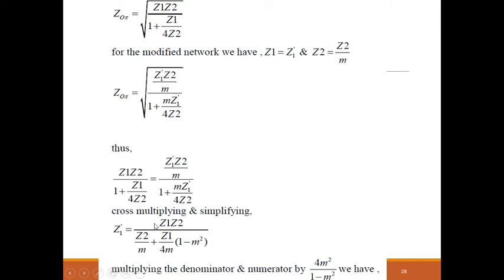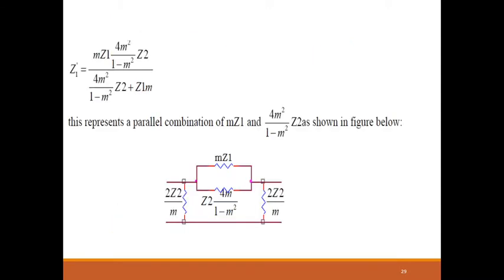While you are making the cross multiplication and simplification, you will get the expression like this. Multiplying the denominator and numerator by 4M square by 1 minus M square, both numerator and denominator become like this. Z1 dash should be equal to M into Z1 times 4M square by 1 minus M square into Z2, divided by 4M square by 1 minus M square into Z2 plus Z1 into M. This represents a parallel combination of M into Z1 and 4M square by 1 minus M square into Z2, as shown in the figure like this.